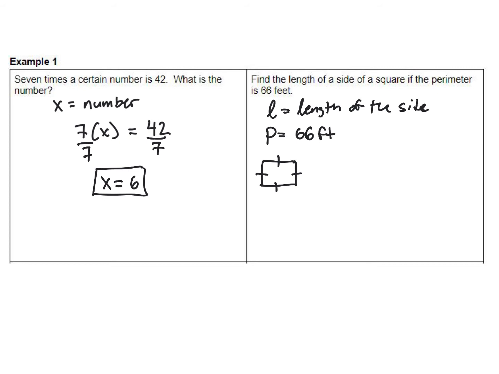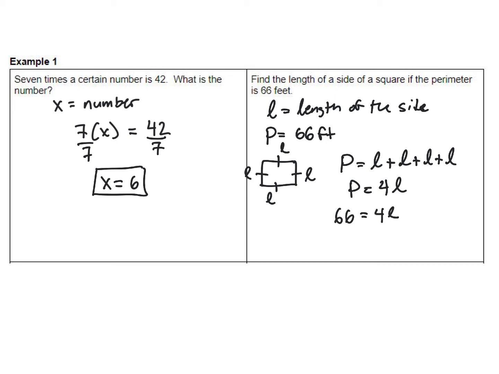Perimeter is found by adding up all the sides. So if each of these side lengths is L, I can find the perimeter by adding all those together. So my perimeter could be equal to L plus L plus L plus L, or simply 4L. Okay, so I can write a formula to express the perimeter of a square. Now my goal is to solve for L. I know the perimeter is 66, so I can put 66 in for the perimeter.